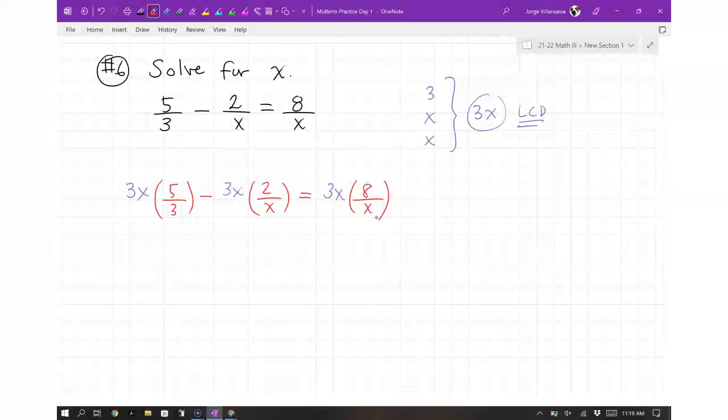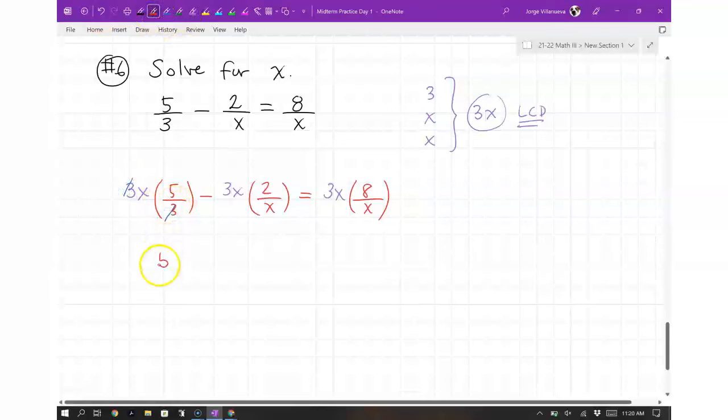Now my job is to try to simplify this. Okay? So I'm going to look at this stuff right here. 3x divided by 3. What can I get rid of, 3x and divided by 3? The 3. So I'm going to cancel that out. 3, 3. So what's left is a 5x minus.